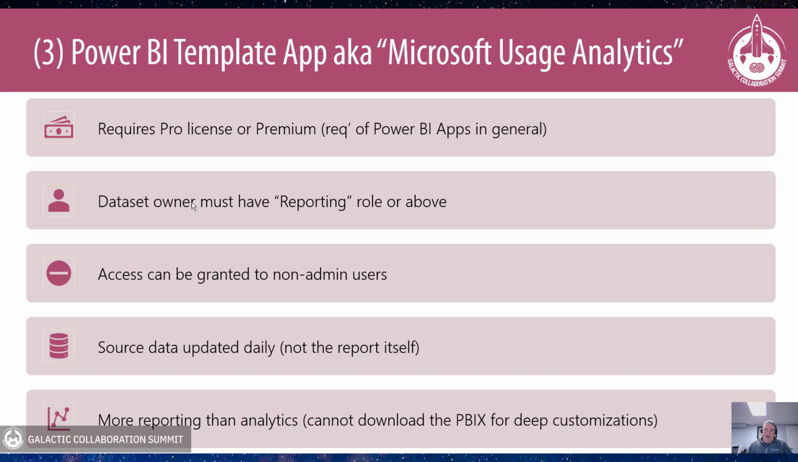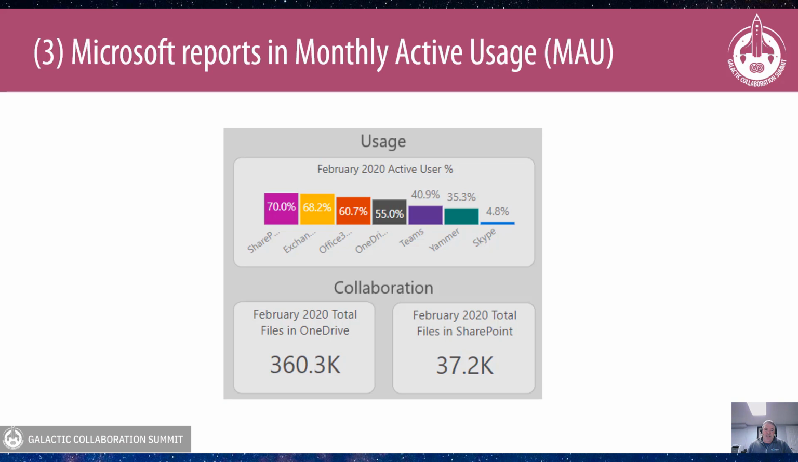And the data owner, now this is the original data that's going to be pulling the information down from the tenant space, has to at least have that reporting role. Once they have the data, they can then disseminate this information to other Power BI Pro users via the share function in Power BI. The source data, we'll talk a little bit more about how the updates work for that and some of the limitations that you may run into if you're using that endpoint, or sorry, that methodology. And then you can't download this specific PBIX file to do deep customizations.